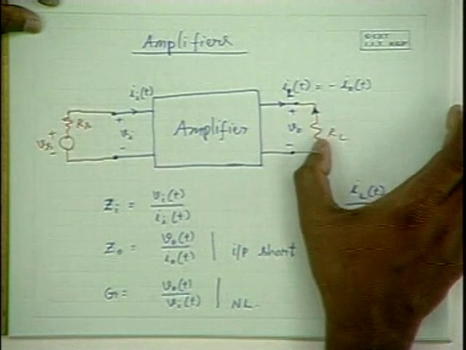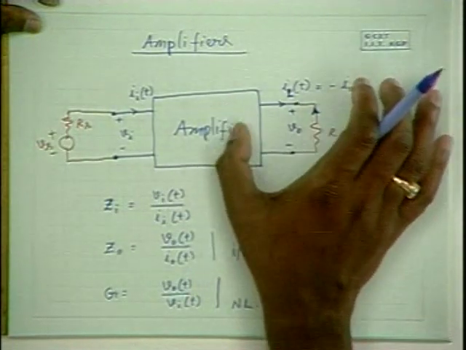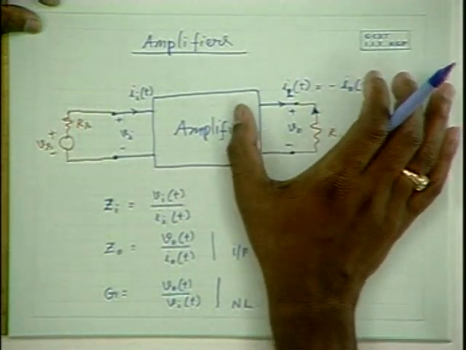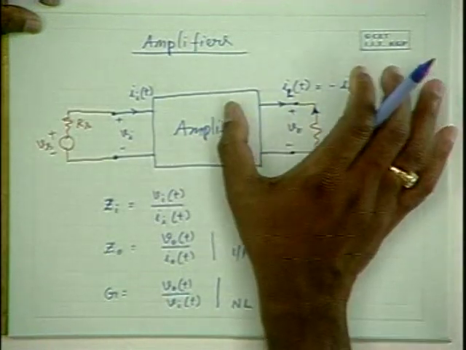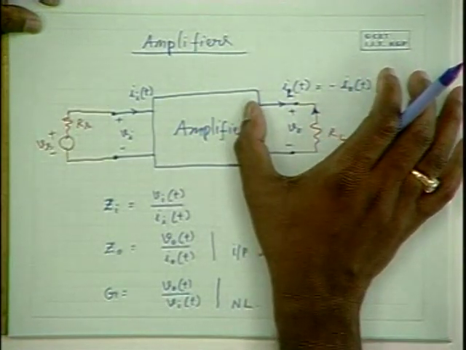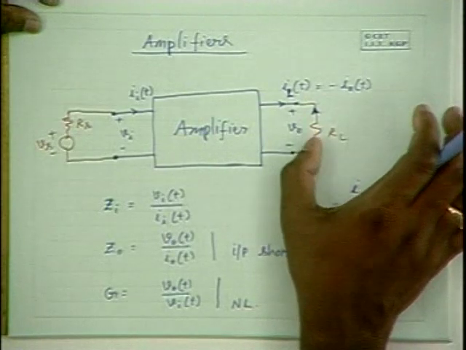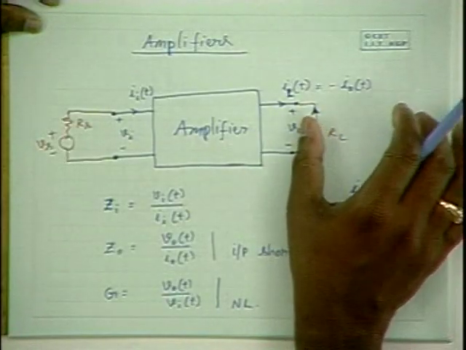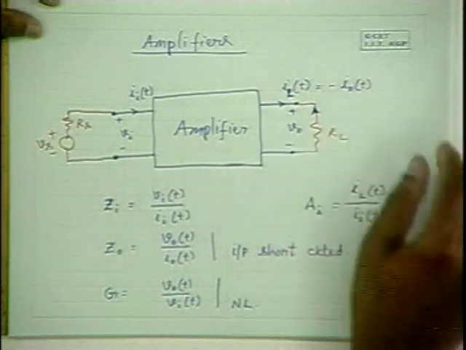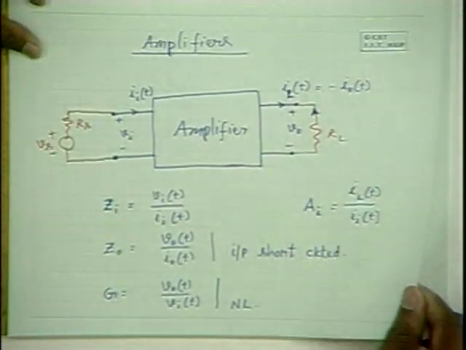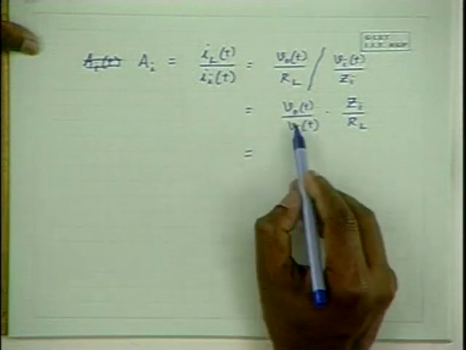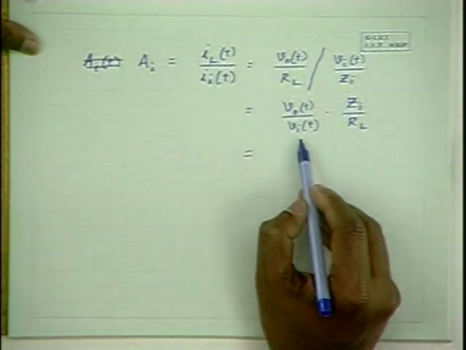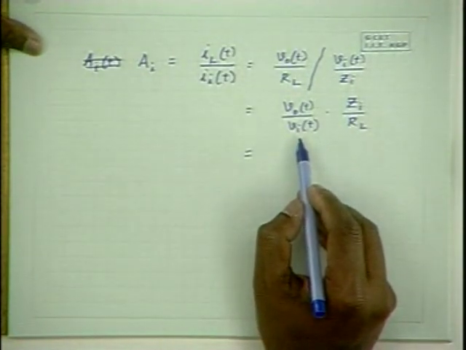So when load is included, that G times Vi gets divided between RL and R naught, and that is what is Vout when load is there. So Vout by RL is equal to IL under loaded condition. Therefore, this is the gain. Vout by Vi is the gain when the load is included.